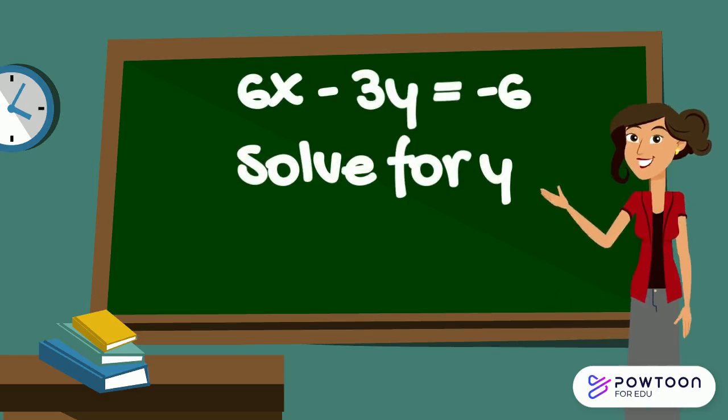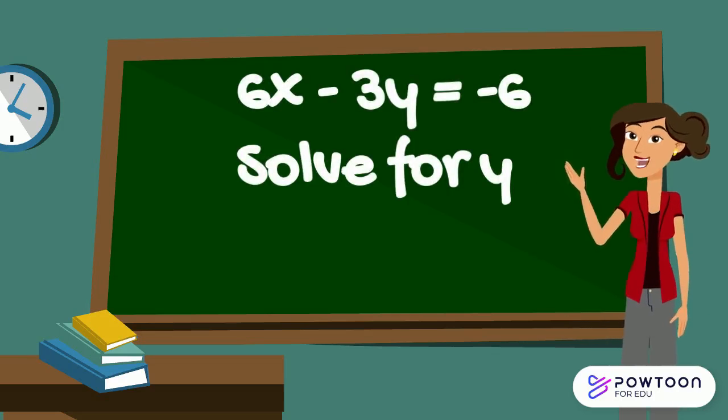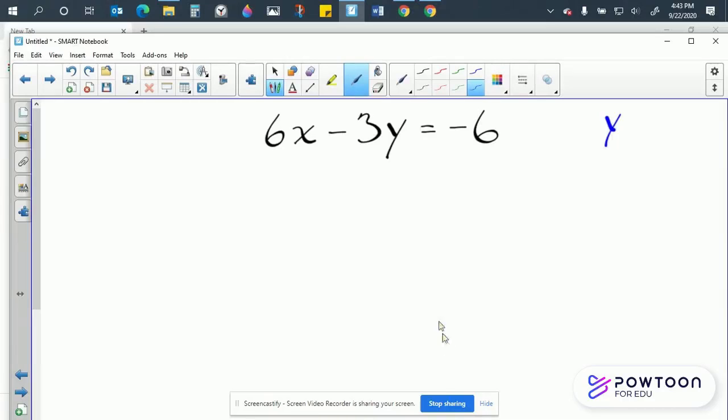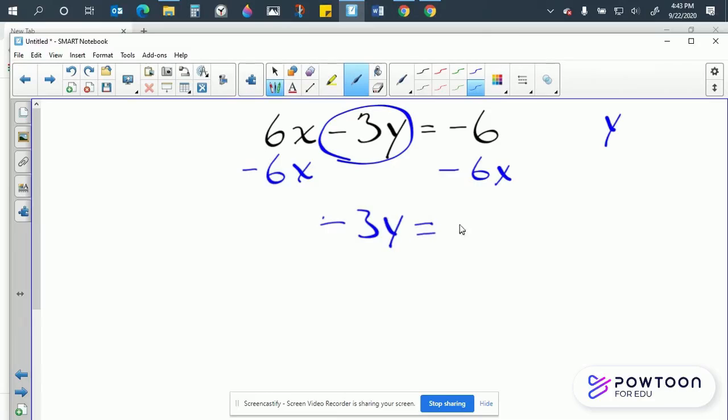Solve 6x minus 3y equals negative 6 for y. So we need to remove those pieces. We're going to subtract 6x from both sides. And once again, be careful. It's a negative 3y that we are left with. And even though the 6's are the same, those are not like terms. We must leave them separate.